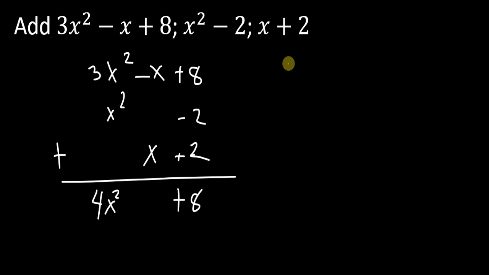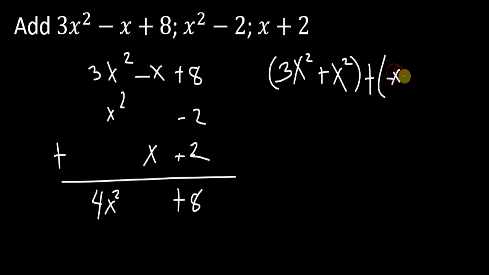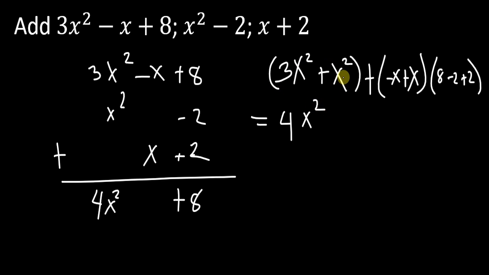Or, kung gagamitin naman natin yung isang way, so, pagsamahin lang natin yung magkaparehas. So, that is 3x squared plus x squared plus yung negative x plus x. And then, 8 minus 2 plus 2. So, that is 4x squared. Yan, 3x squared plus x squared, that is 4x squared. Then, negative x plus x, so 0. And 8 minus 2 plus 2, that is 8. So, plus 8. So, ganun lang din.